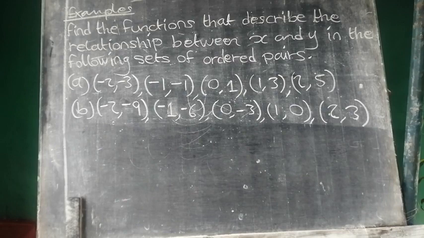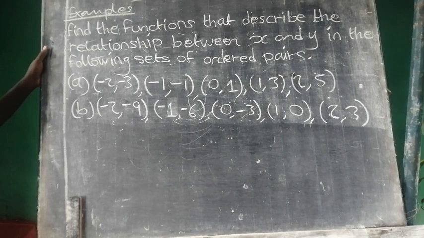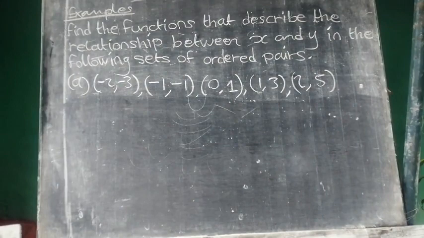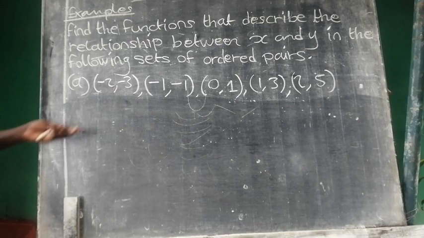Examples. Find the functions that describe the relationship between x and y in the following sets of ordered pairs. So we have part A and part B. Which one are we going to answer together between part A and part B? Part A. Okay, then part B, we are going to have a volunteer. Now they want us to make the relationship that describes these ordered pairs.